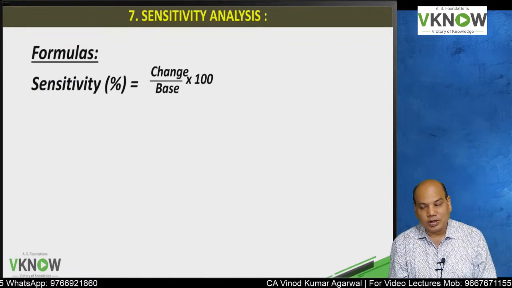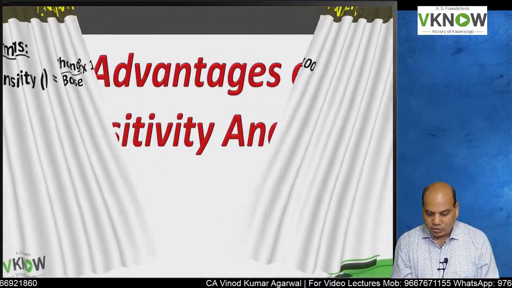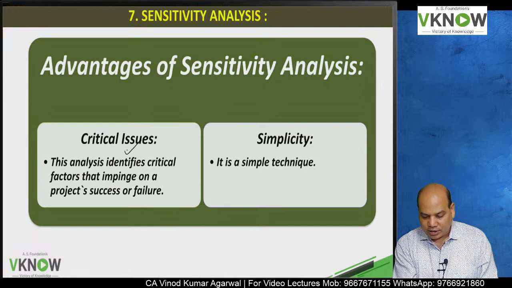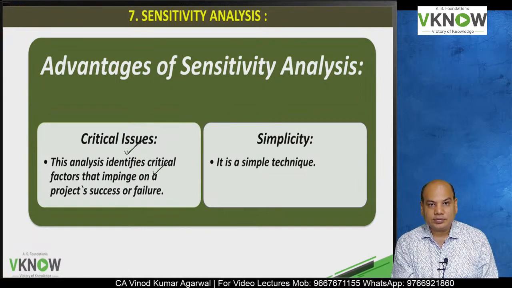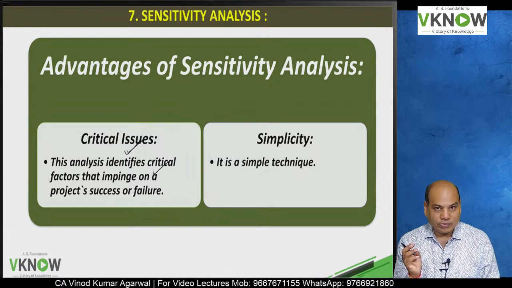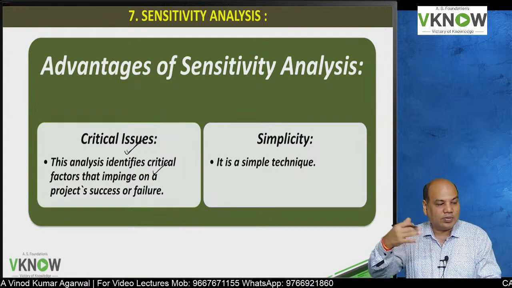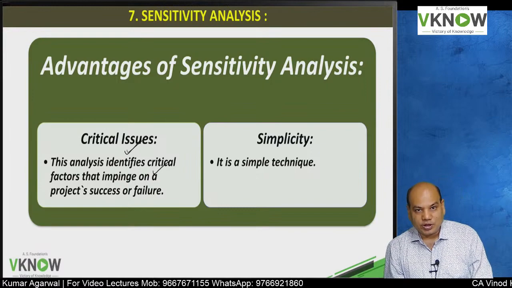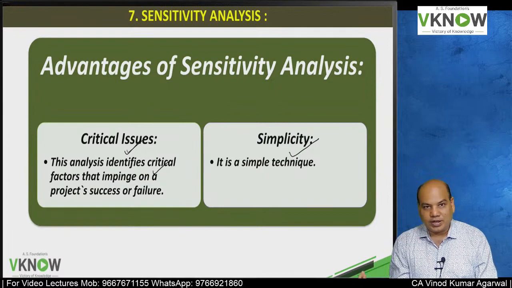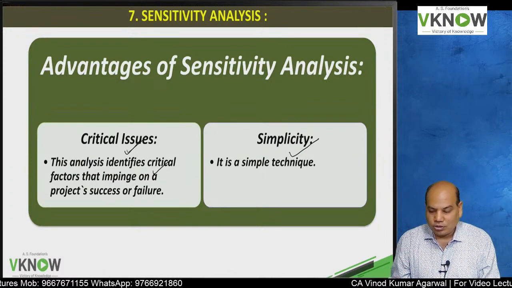The formula for sensitivity: change upon base. Advantages of sensitivity analysis. First, management can identify those critical factors which can affect the success or failure of the project, like sales quantity or selling price. They are critical variables, so a small change in them can make your project a negative NPV project. Second, it is a simple technique. You can also apply it. As we will solve the problem, you will find it is very easy, because we are only changing one variable at a time, keeping other variables constant.